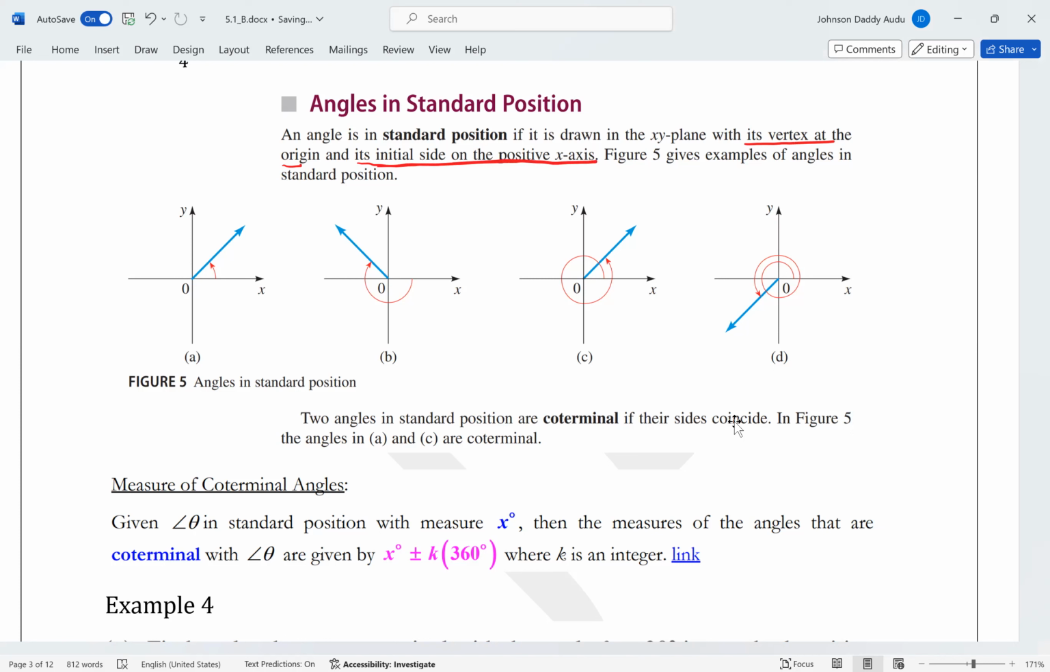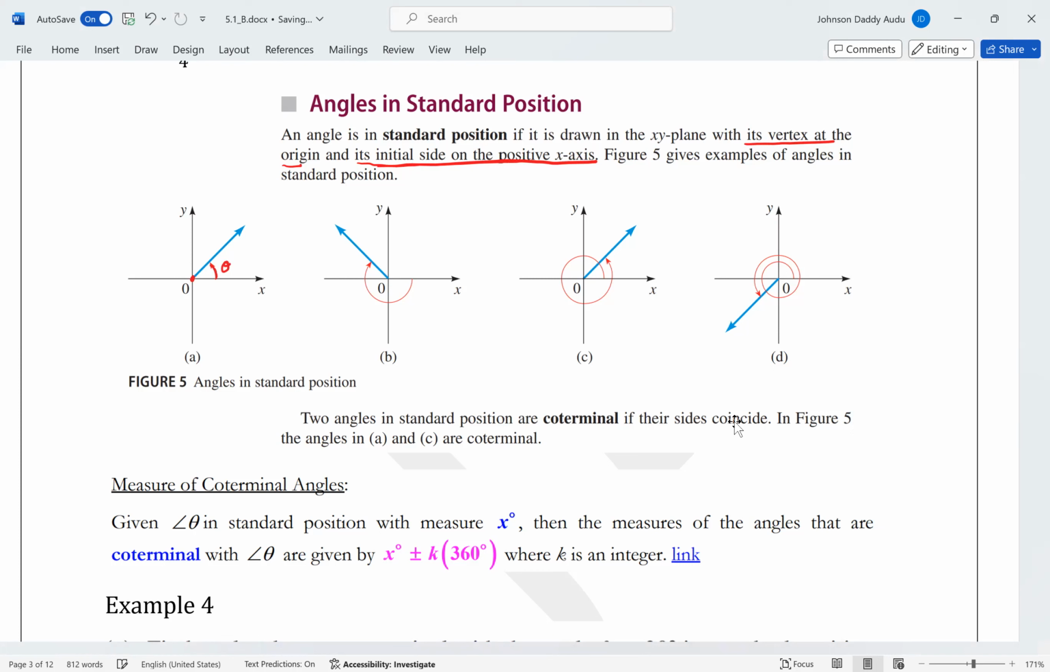the angle is in standard position. So if you look at this case now, this is an angle in standard position. Why? Because this is the initial side, as you can see, on the positive x-axis. And the vertex is at the origin. The vertex is where the initial side and the terminal side meet. The terminal side is the blue line. You can see they meet at the origin, and the initial side starts from the positive x-axis. So this is your theta. We can say this theta is in standard position.